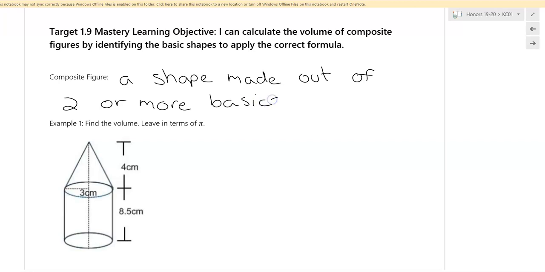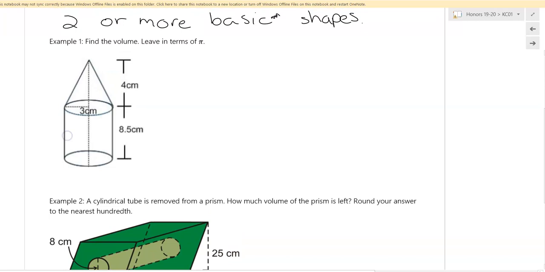And those basic shapes were prisms, cylinders, cones, pyramids, spheres, right? All of those are our basic shapes, okay? So let's look at an example. Example 1, find the volume and leave in terms of pi.